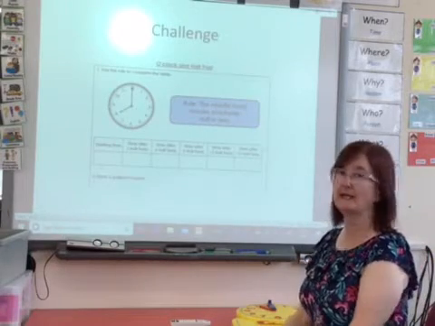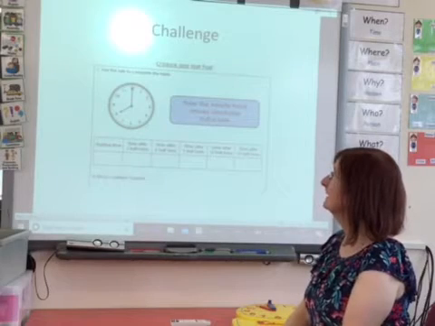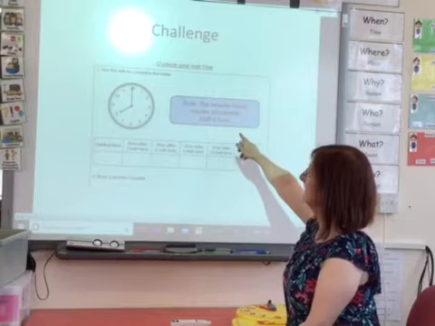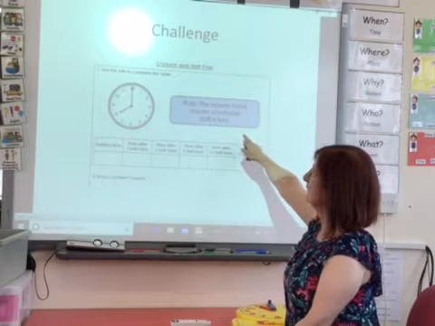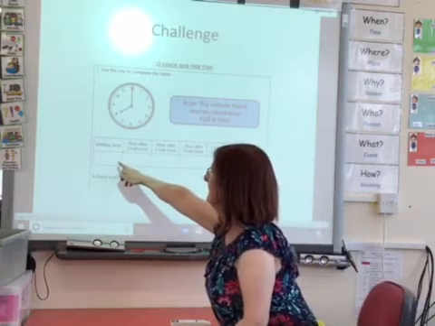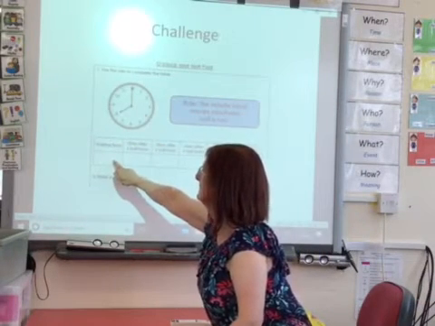There is also on here a challenge for you to do. So again, it's to do with o'clock and half past. It says use the rule to complete the table. Rule: the minute hand moves clockwise half a turn. So starting time. What time is the starting time? It's 8 o'clock, so you write 8 o'clock in there.